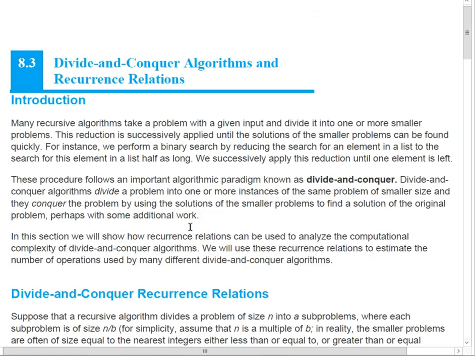Divide and conquer algorithms divide a problem into one or more instances of the same problem of smaller size, and they conquer the problem by using the solutions of the smaller problems to find the solution of the original problem, perhaps with some additional work.